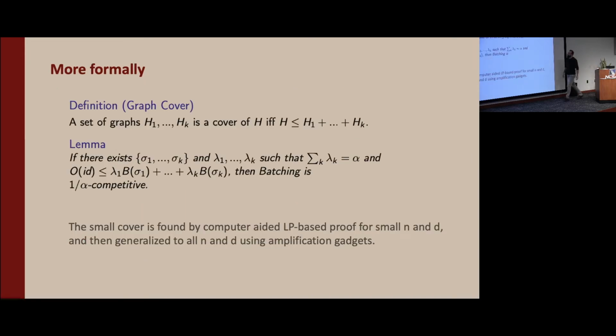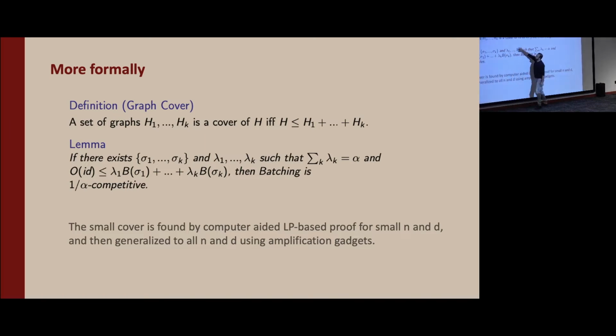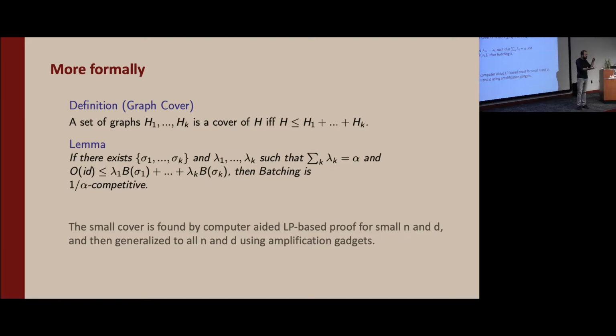So if I want to be more formal, I say a collection of graphs h1 to hk is a cover for h if you superimpose these graphs on top of each other, you get a supergraph of h. Think of these as adjacency matrices. You just add up the adjacency matrices. If this entry is bigger than the adjacency matrix of h, then you're good.